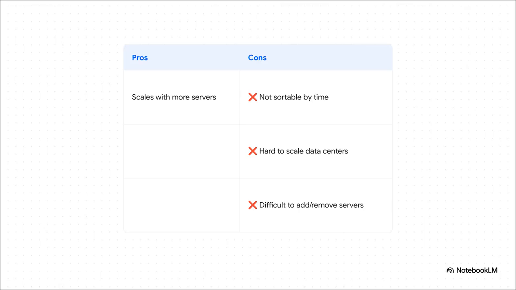But here's the deal breaker. It completely fails our sortability rule. An ID like 8 from server 2 might actually be created after an ID like 7 from server 1, which totally breaks the chronological order we need. Plus, trying to add or remove servers is a massive headache, so this one's out.